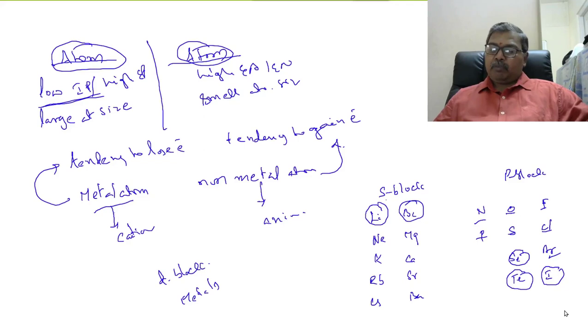Okay. For example, you take sodium phosphide, K2O2, K2O, Na2O2, sodium sulfide, potassium sulfide, cesium chloride, cesium bromide, sodium chloride, sodium bromide. So these are ionic compounds.